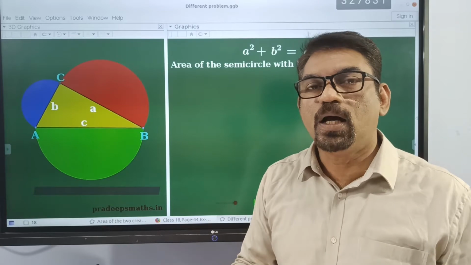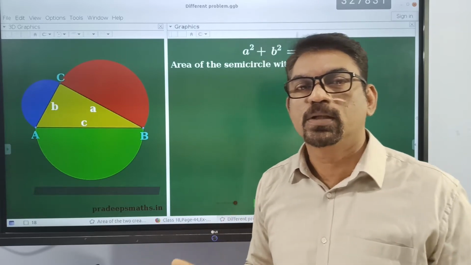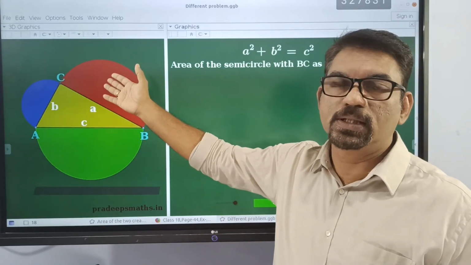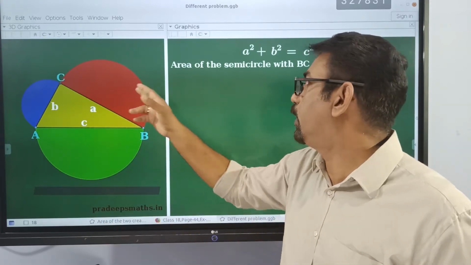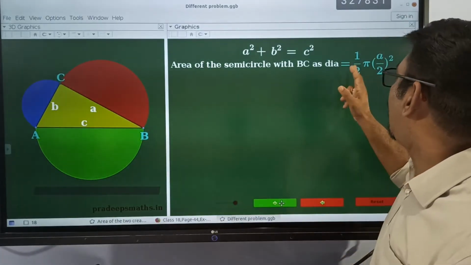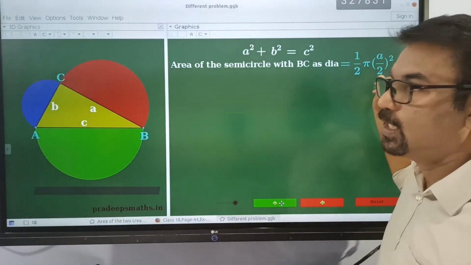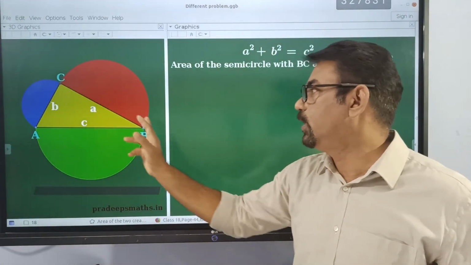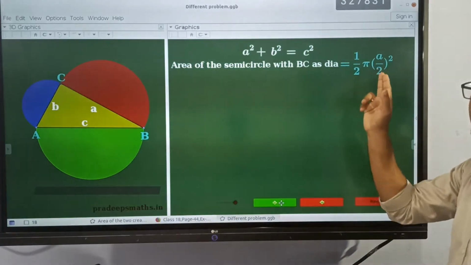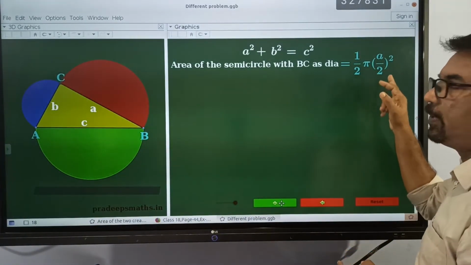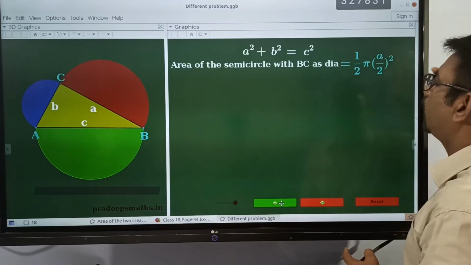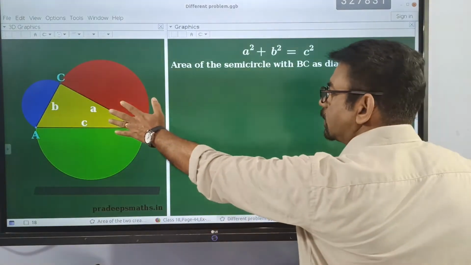If the radius is R, what's the formula for finding the area of this circle? We know that it is pi r square. We want only the half of that. Therefore, area is equal to half of pi into (a by 2) square. Here, r is the half of a. This half is for making the semicircle, and r is a by 2. Therefore, half of pi (a by 2) square is the area of the semicircle.